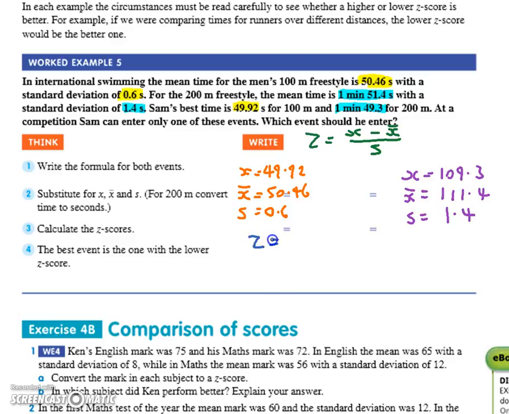So Z equals 49.92 minus 50.46 divided by 0.6. And the other one, Z equals 109.3 minus 111.4, all divided by 1.4.